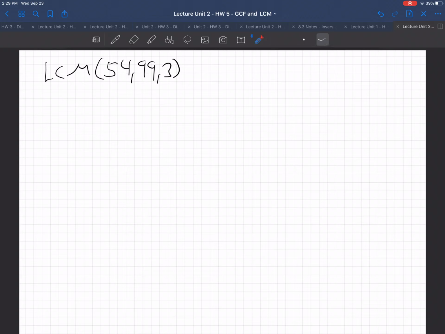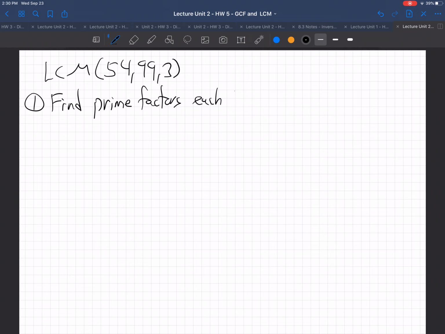Okay, here's an example where we're trying to find the LCM of 54, 99, and 3. So how do we do that? Well, step one is to find the prime factors for each number. So that means I'm going to start with the 54.